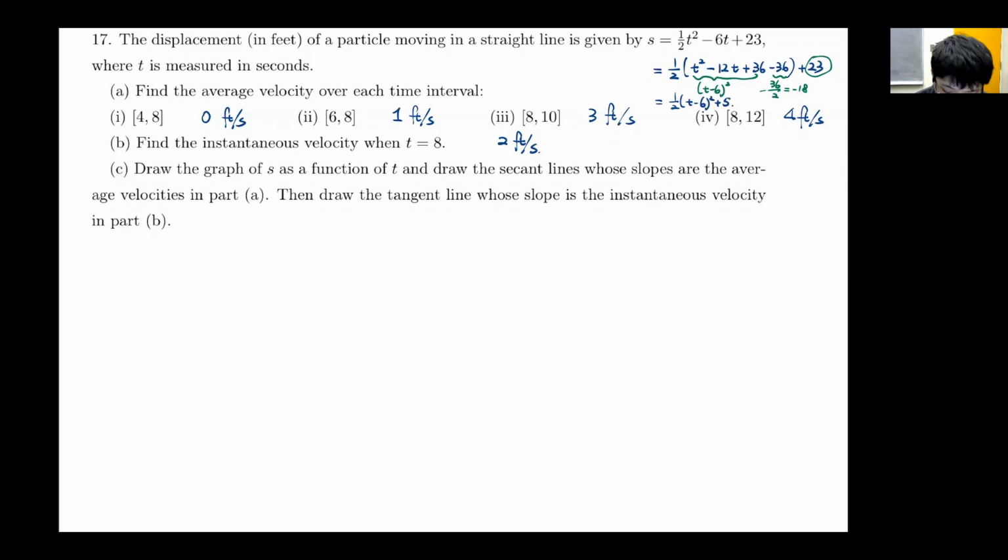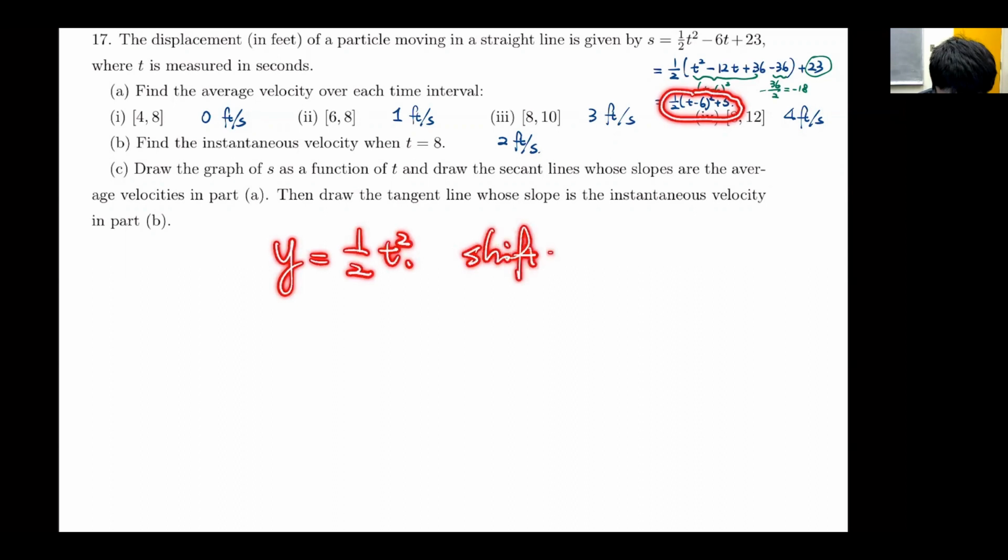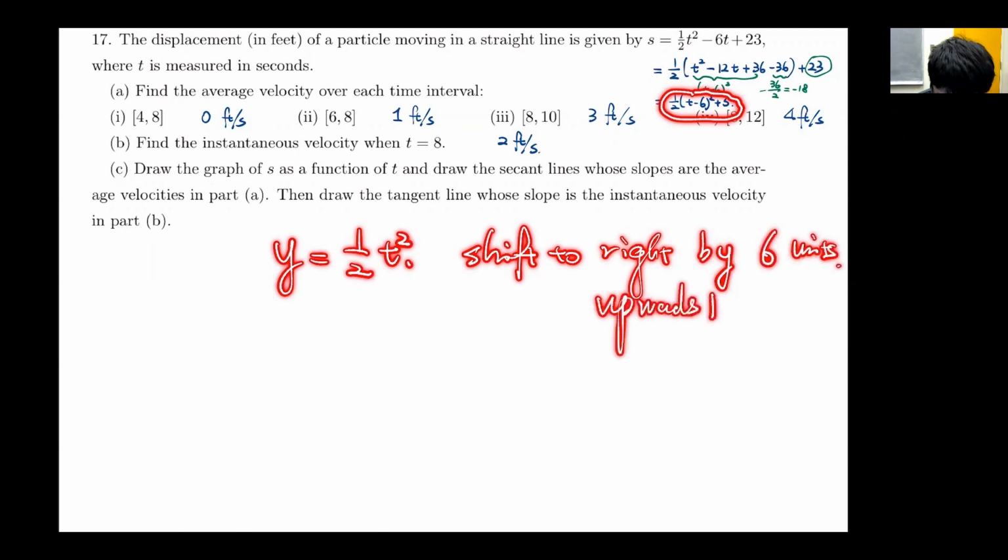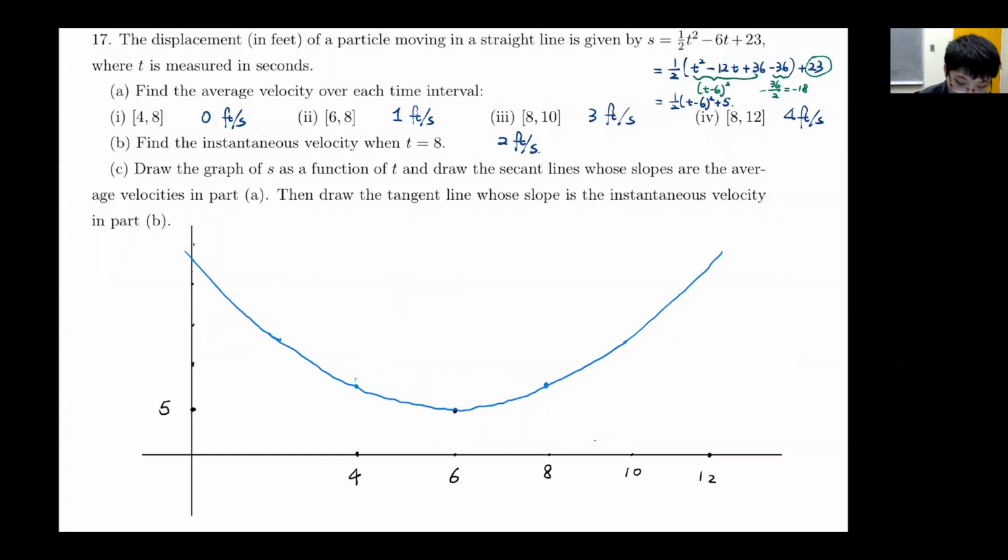All right, so that's how I will see my graph. The graph is basically going to be obtained from y equals 1/2 t squared, but then shifted to the right by 6 units, and then upwards by 5 units. So using this information, it's quite easy for me to draw the following graph. So we have this curve obtained from 1/2 t squared, and then shifted to the right by 6 units, and shifted upward by 5 units. Roughly speaking, that's what I'm getting.